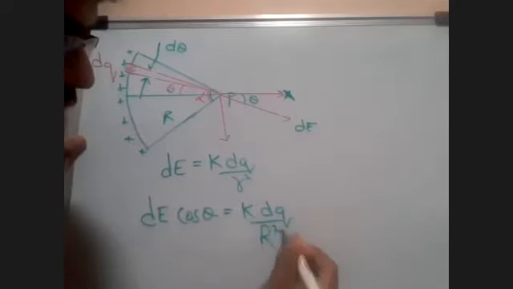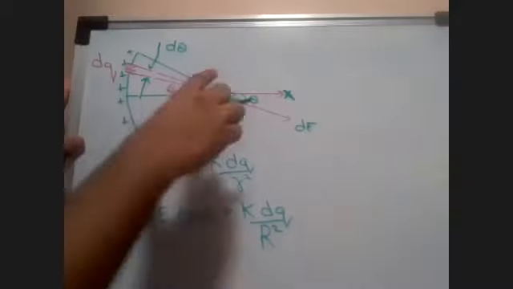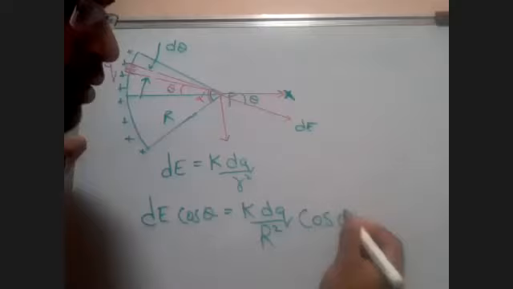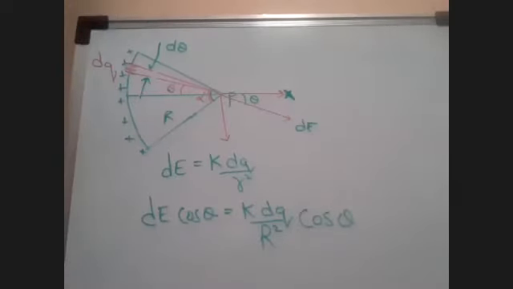I'm taking capital R right here because I'm taking the radius R square into cos theta. Now, what are we going to do? See, look at this point dq. Look at this dq.